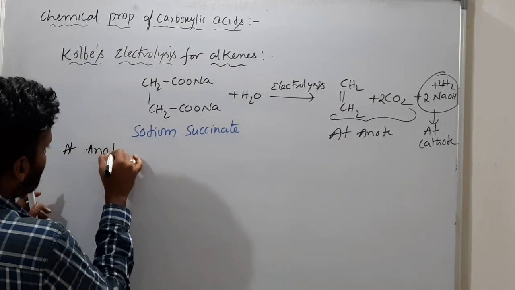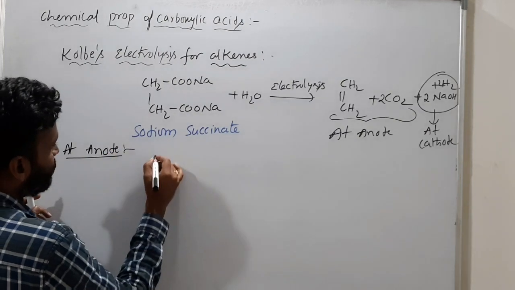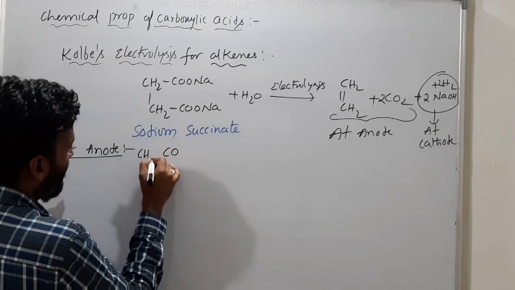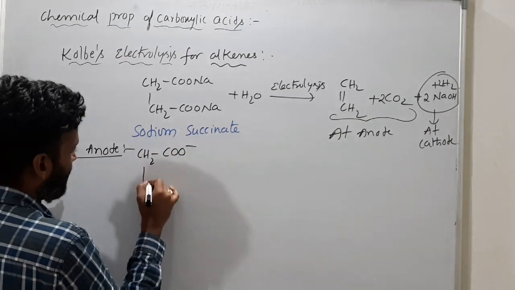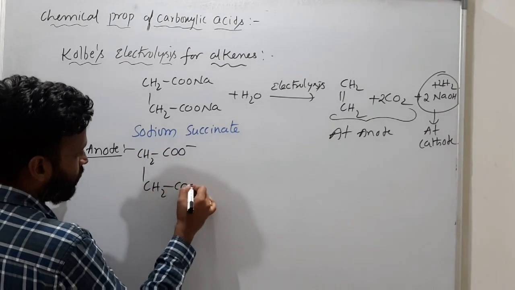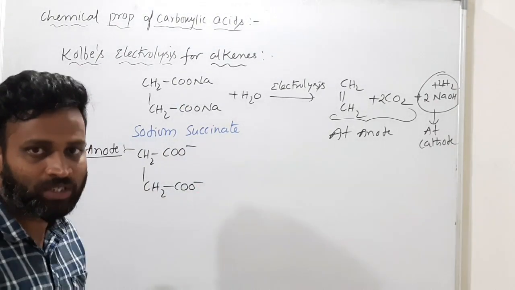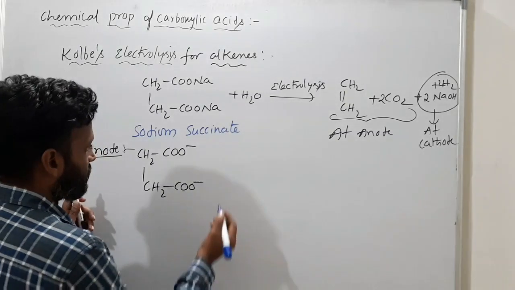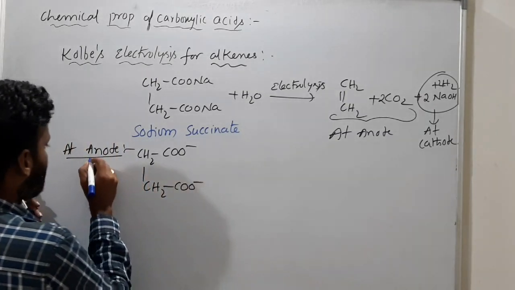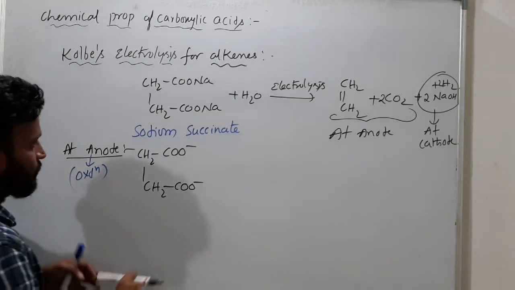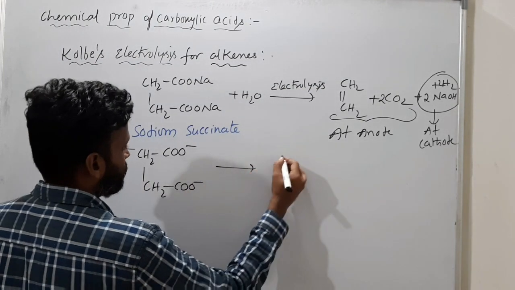So in the mechanism, what happens at the anode? Let's see. First it will split into CH2COO minus and CH2COO minus, and Na plus will separate. Dissociation takes place on electrolysis. So oxidation takes place at the anode. At the anode what takes place? Oxidation.